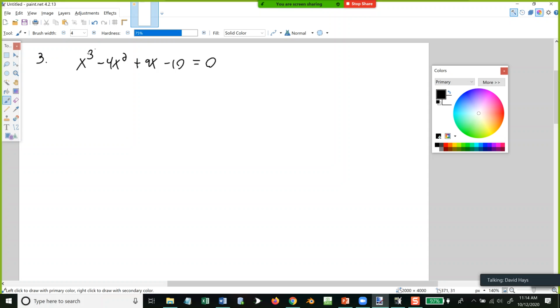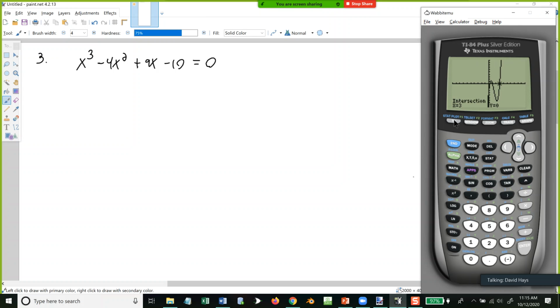We know our largest power tells us how many answers we're going to have, based on the fundamental theorem of algebra. So we're going to have 3 answers. But I can't factor this. So we go to the calculator to see what kind of answers we can find. If it gives us all 3, fantastic, we're done. I'll put in my polynomial: x to the third minus 4x squared plus 9x minus 10.